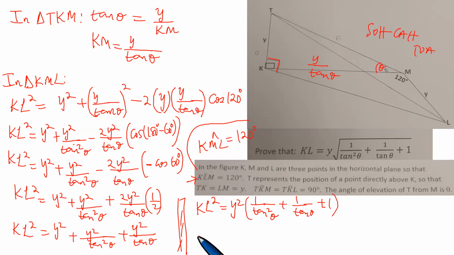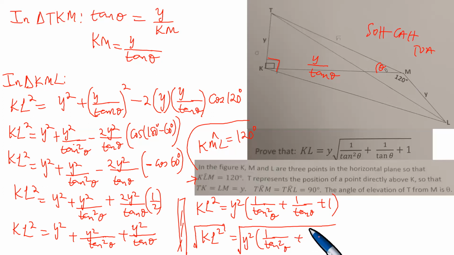Right, from which now we're able to take the square root on the left and the square root on the right-hand side. So we apply the square root sign on the left of the equation. Furthermore, we apply the square root on the right-hand side of the equation. And we have the tangent squared of theta, we have 1 divided by the tangent of theta, we add a 1 there. Right, so we are in business now.